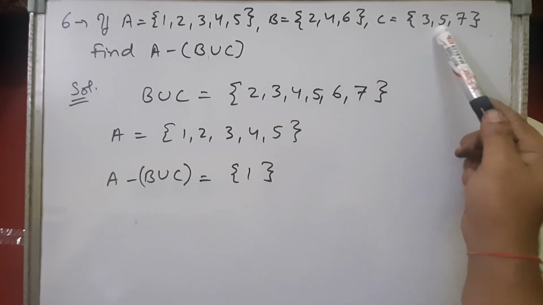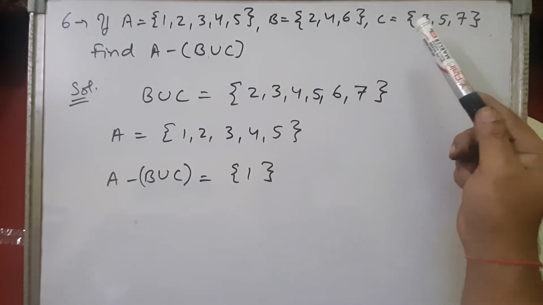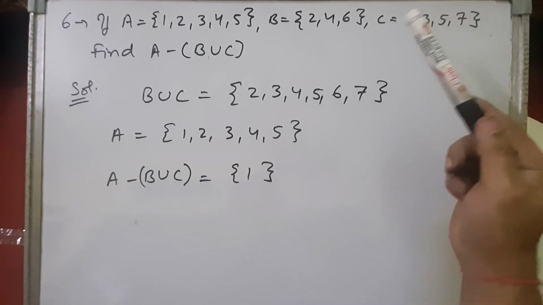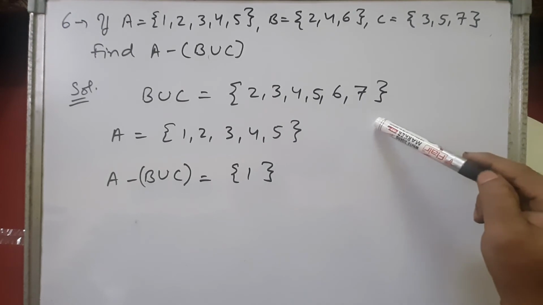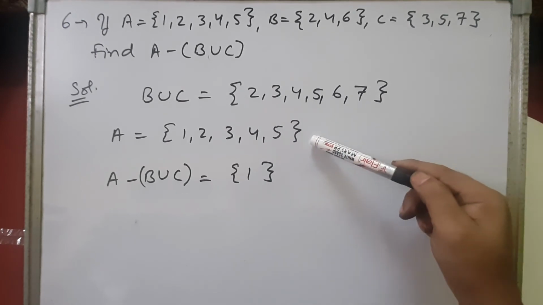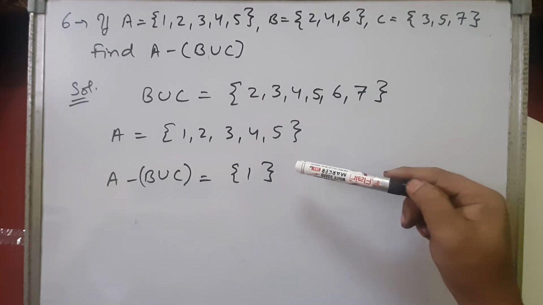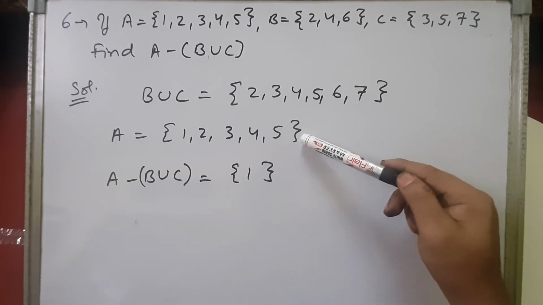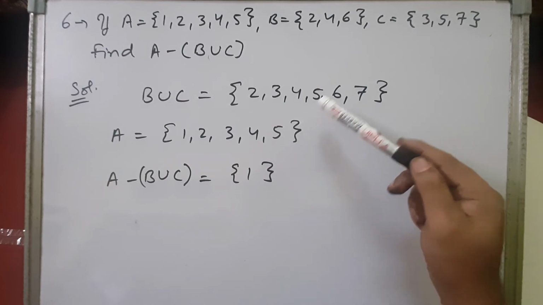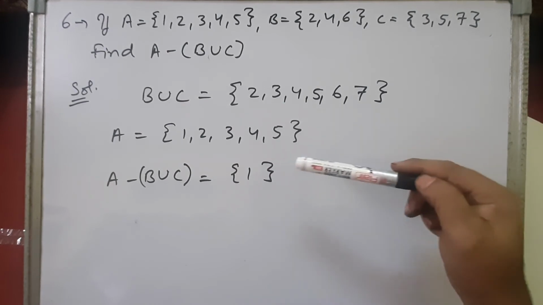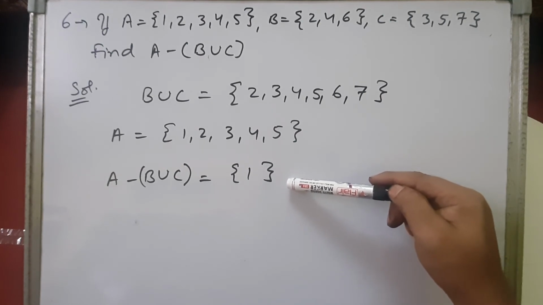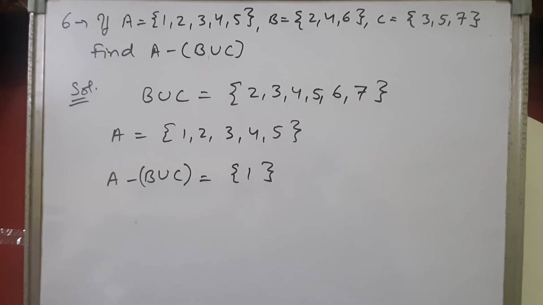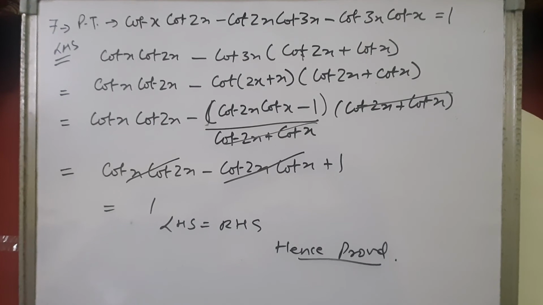Now this is B and this is C. If we take the union, that means combining both the sets and writing the common elements one time. So it will be 2, 3, 4, 5, 6, 7. This is how the B union C set will be obtained. Now set A is given as 1, 2, 3, 4, 5 and we have to subtract B union C from A. So when we do that, all the common elements of B union C and A will get eliminated from A and what will be left? Only 1 will be left. So A minus B union C will be 1. Right? Please note down.